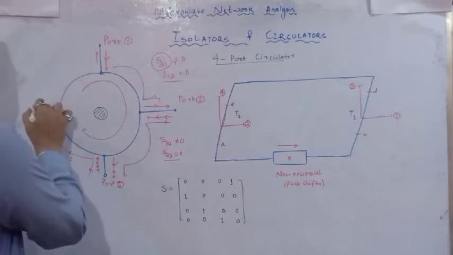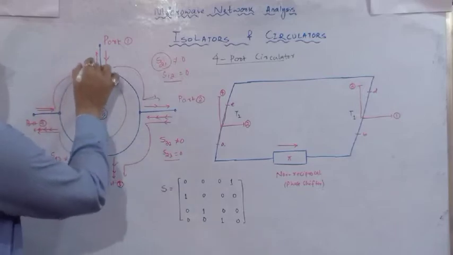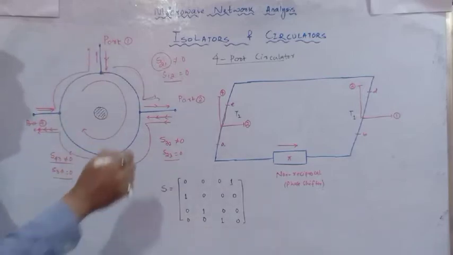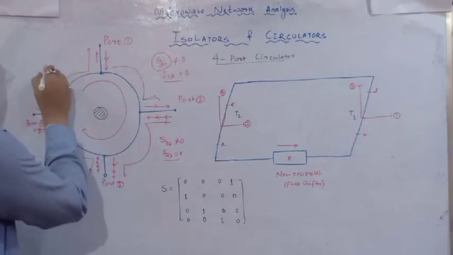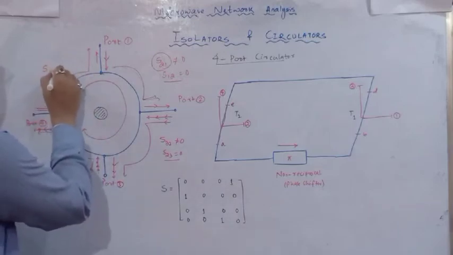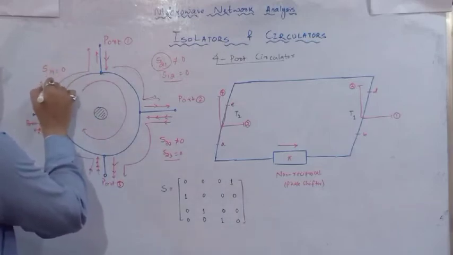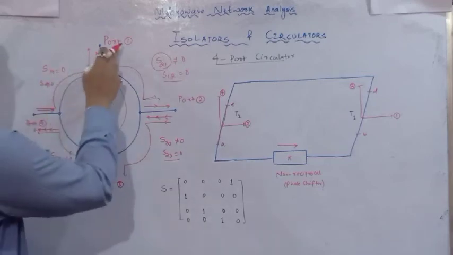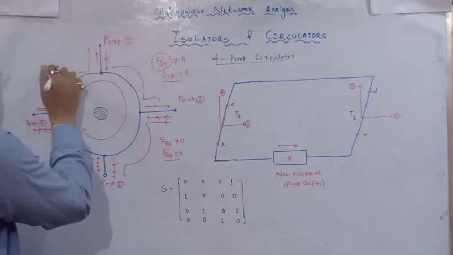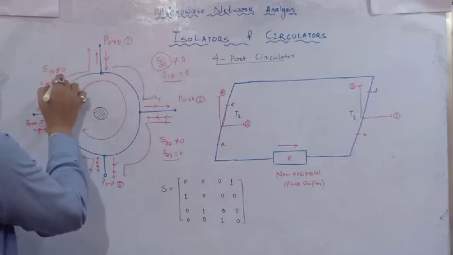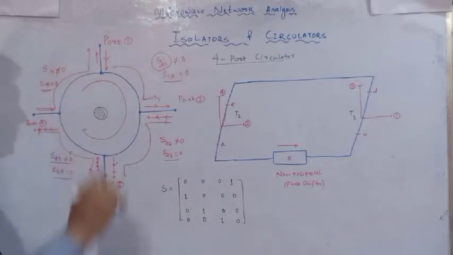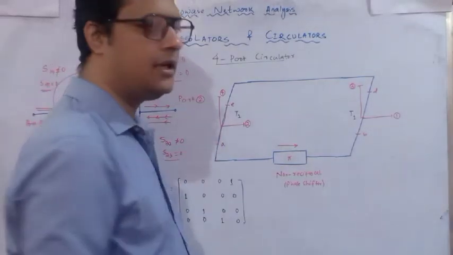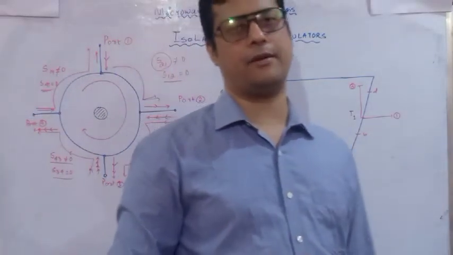Similarly, if you feed the power at port 4, the next adjacent port is port 1 in the clockwise direction. And here we have S14 equals 0, and S41 is not equal to 0. So these are the scattering parameters. With the help of this, you can design your scattering parameters.